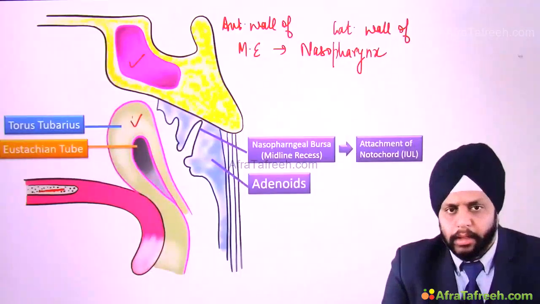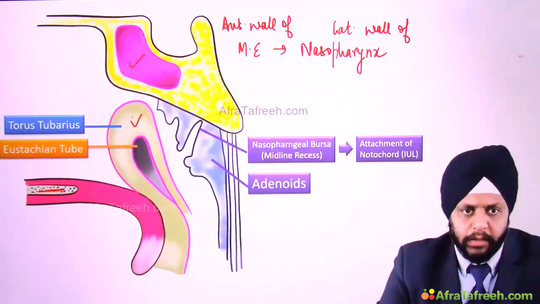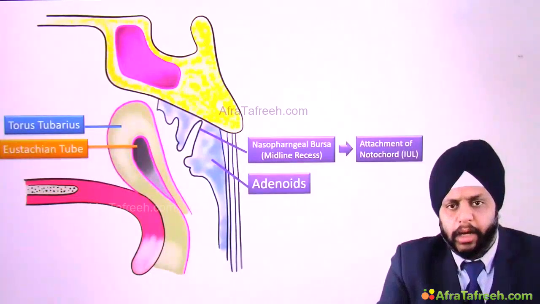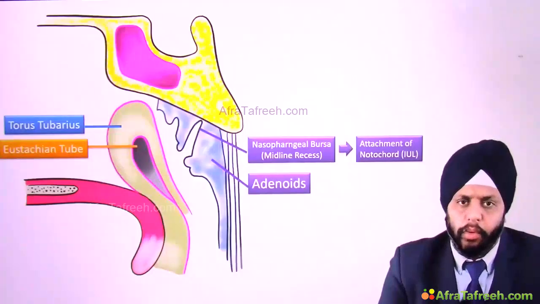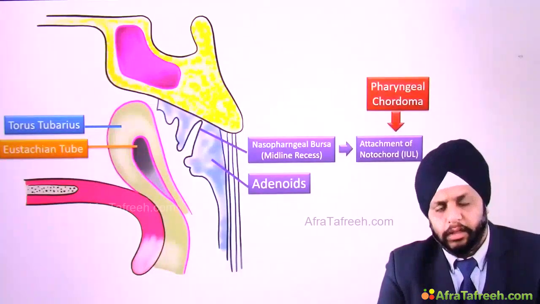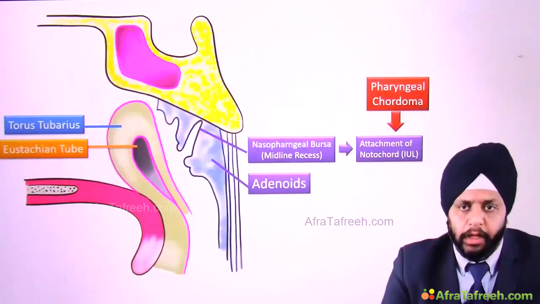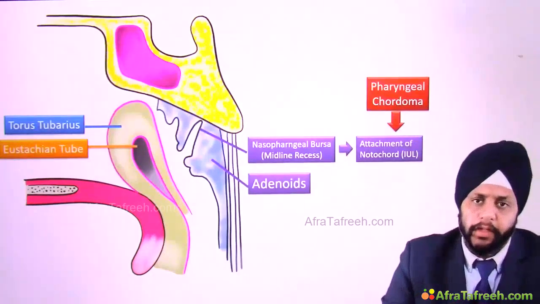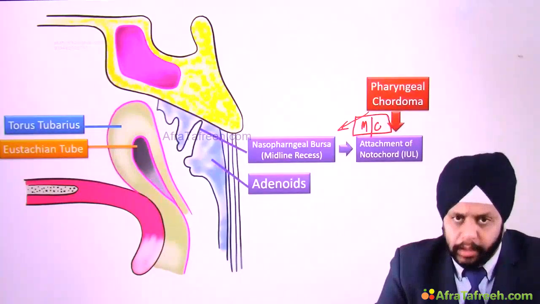Now remember, there is a disease known as chordoma. The chordoma arises from the remnants of the notochord. So if somebody asks you what is the most common location for origin of pharyngeal chordoma, we now know where the notochord is actually attached. That is the nasopharyngeal bursa. So the nasopharyngeal bursa is the most common location for origin of pharyngeal chordoma.